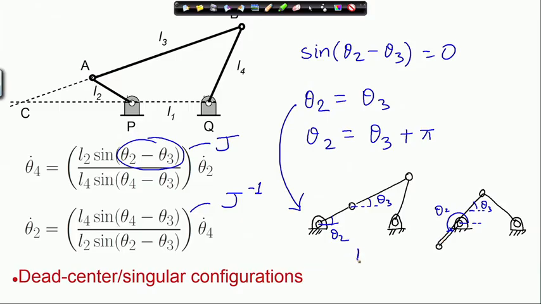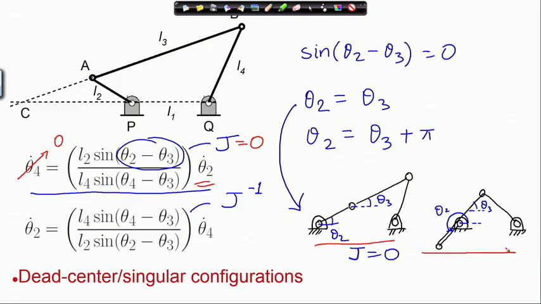The Jacobian is going to 0, J equal to 0, and what does it mean if I look at this relation? It means that whatever be theta 2 dot, it does not matter, theta 4 dot is 0. So, if J goes to 0, theta 4 dot goes to 0 whatever be the value of theta 2 dot, and indeed these are the configurations where the output link, which is L4, the fourth link, goes to 0 velocity.